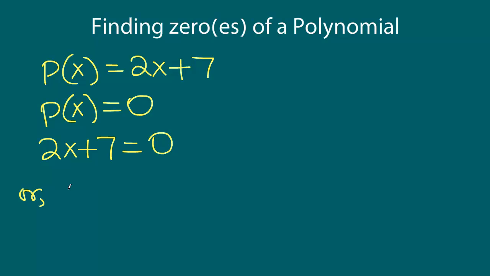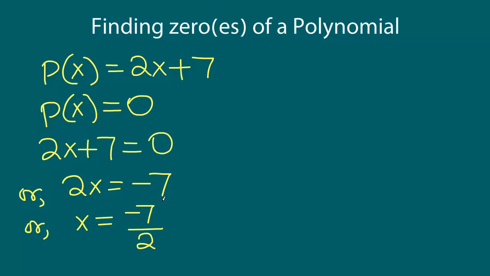From here, let's take 7 on the other side. We will have 2x equals minus 7. Now we divide both sides by 2. We will get x equals minus 7 divided by 2. Now minus 7 by 2 is the zero of our polynomial. You can check this by finding the value of the polynomial at minus 7 by 2, and you will see that you get 0.